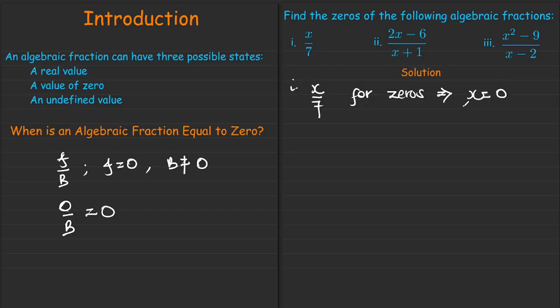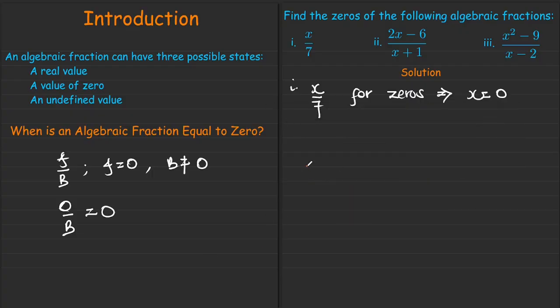So for the first one, our algebraic fraction is 0 if x is equal to 0. And you can test to see. It was x over 7. Now substituting for x equals 0, that is, if f of x is a function and we want to find f of 0, then we are going to get 0 over 7. And we know 0 over any number is still 0. Let's look at the second one.